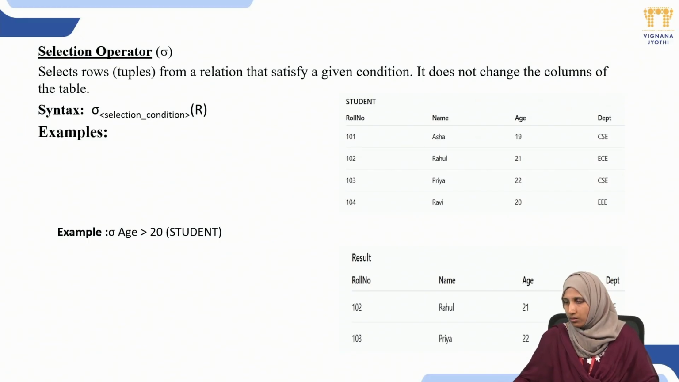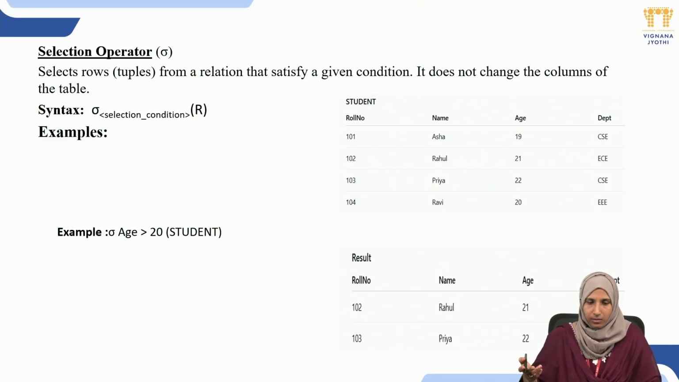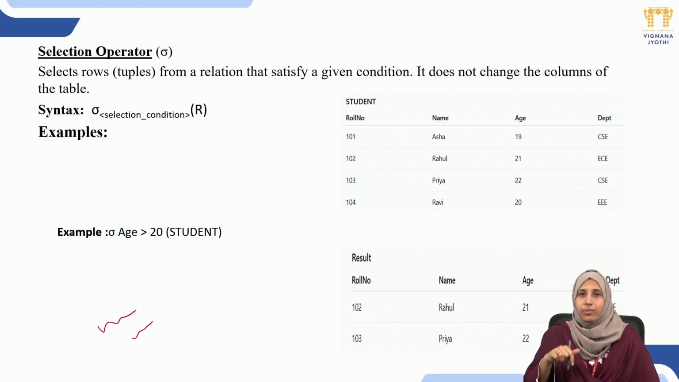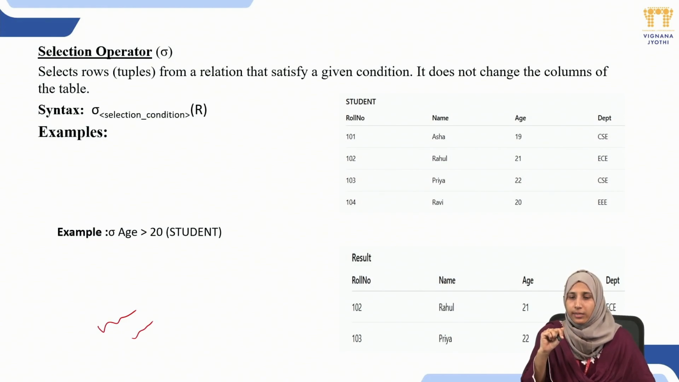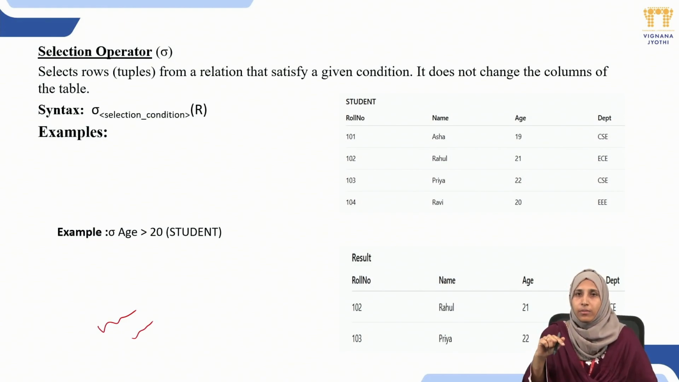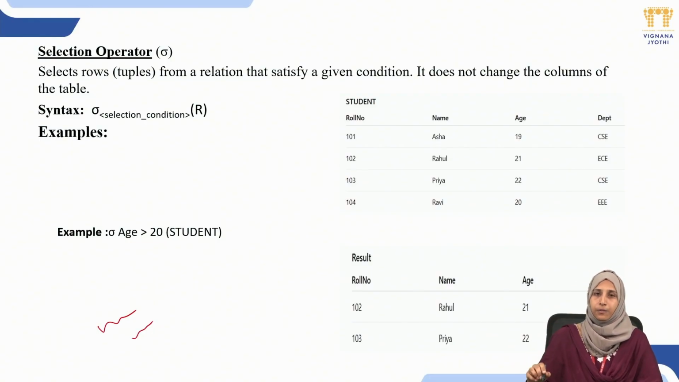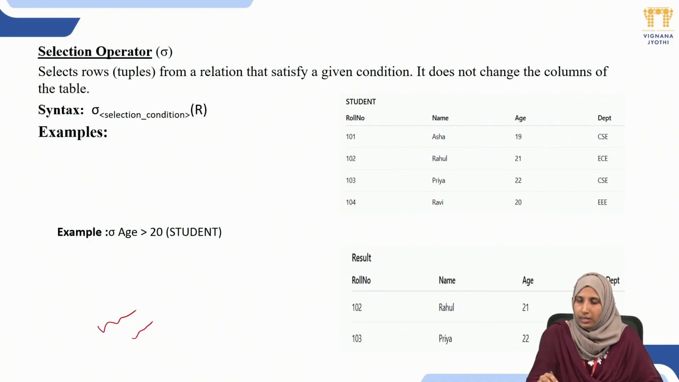On the right side of this slide, you are able to see two tables. One is the student table, the other one is the result table. In the student table, we have roll number, name, age, and department as the four columns. Under that, four rows are there. The second table, the result table, also has roll number, name, age, and department. There also we have two records.